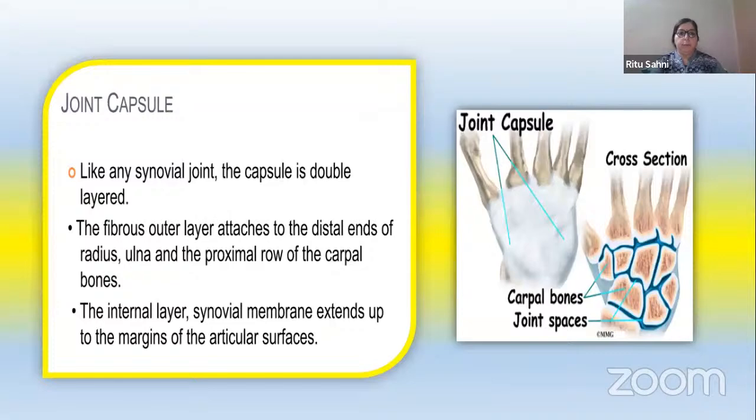And this is the joint capsule, like a synovial joint. The capsule is double layered, with a fibrous outer layer attached to the distal end of the radius and ulna and the proximal row of the carpal bones, as you can see. The internal synovial membrane layer extends up to the margin of the articular surface. So these joint capsules also provide stability to the distal end of the radius and ulna and the proximal row of the carpal bones.